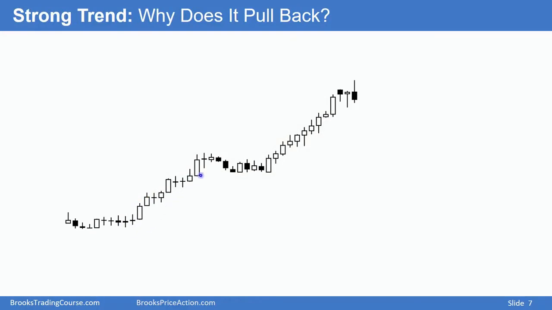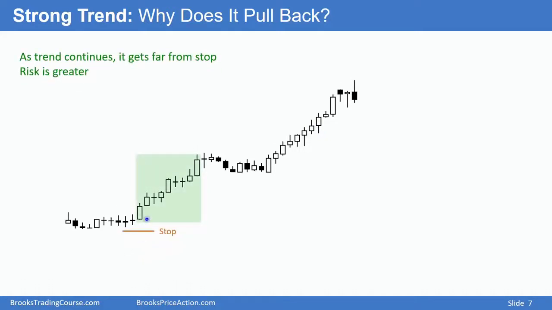Now, if you buy anywhere in here, your stop is over here. If you buy here, your stop is over here. And at some point, you raise your stop. Once you see enough of a trend resumption and it's strong, you raise your stop to the bottom of the most recent strong breakout.